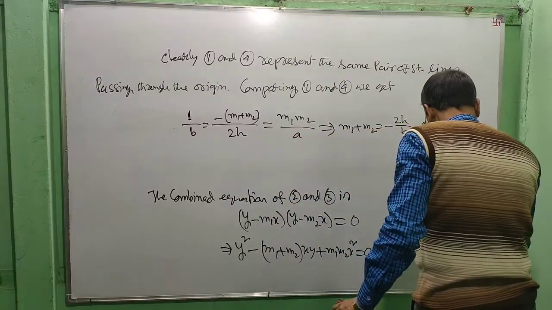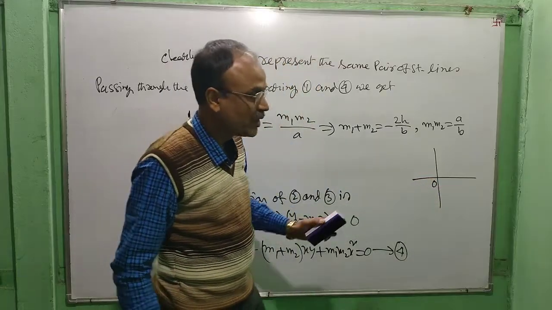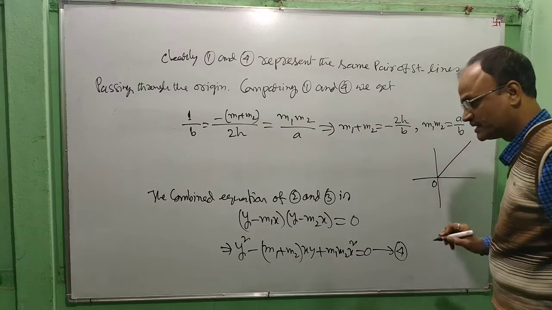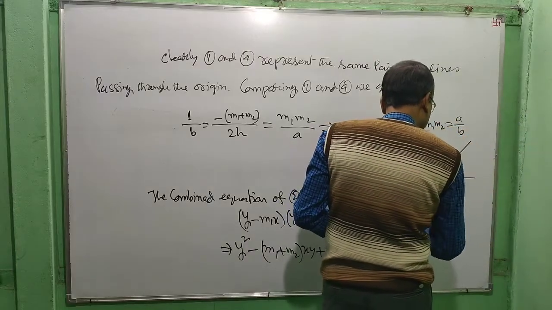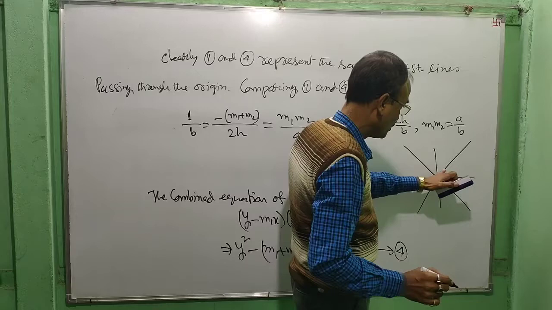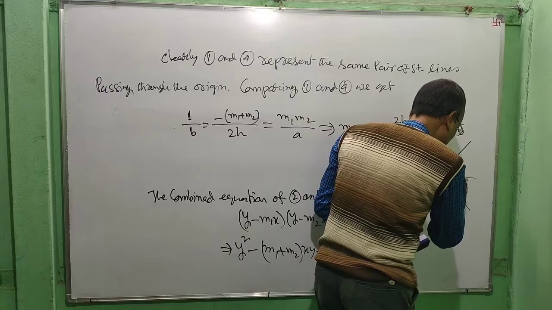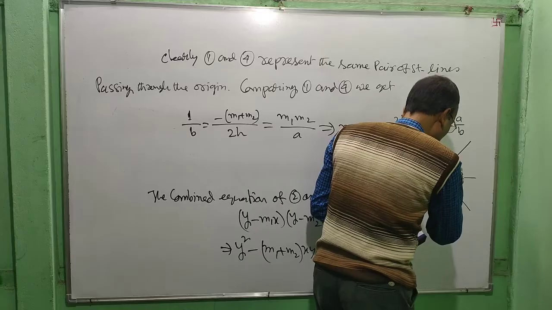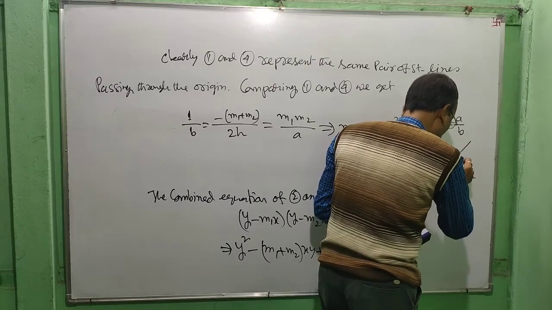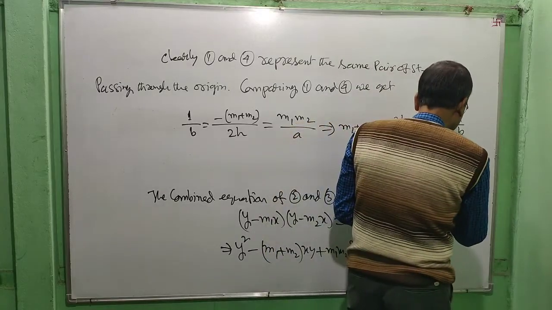Now see, suppose these are two straight lines passing through the origin. What is the bisector of this angle? This is the bisector. Also, another bisector is this. If it is the bisector of these two lines, then the perpendicular distance from every point of this line on the two straight lines, this and this, will be the same.